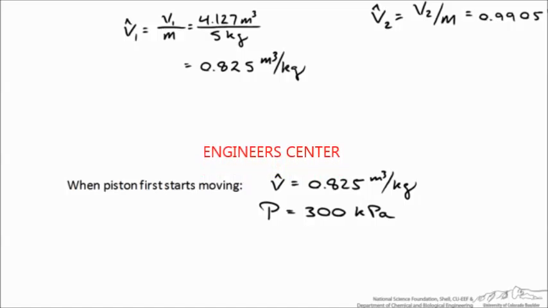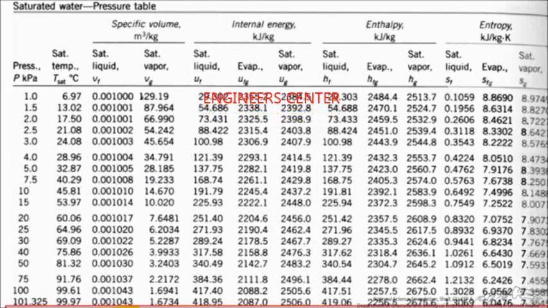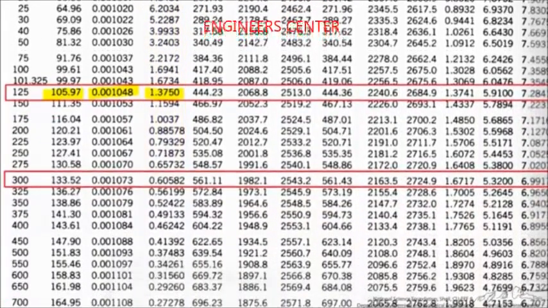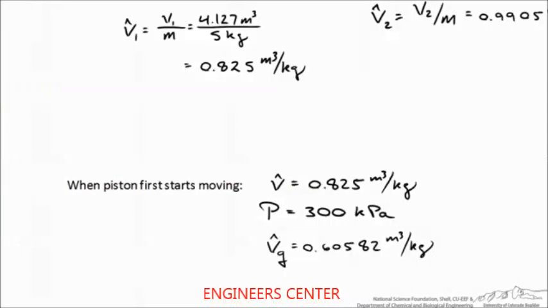So when the piston first starts moving, we have a specific volume of 0.825 cubic meters per kilogram and a pressure of 300 kilopascal. So we want to figure out, is this specific volume greater than the specific volume of saturated vapor? So we come back to the saturated water pressure table, and we'll look for a pressure of 300 kilopascal, and this column here is the saturated vapor column. So let's scroll down till we hit 300 kilopascal. And the specific volume of the saturated vapor in this case is about 0.6 cubic meters per kilogram. Before the piston even starts moving, our specific volume is bigger than the specific volume of the saturated vapor. So that means before it even starts moving, the system is in a superheated vapor condition.